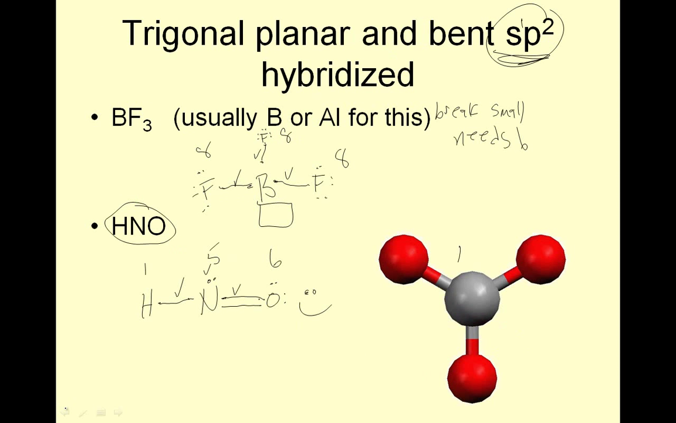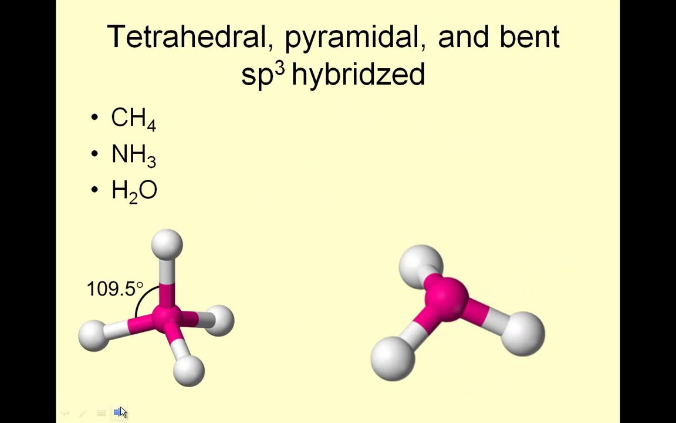And this is the shape that it is. This has a 120 degree bond angle. Yes, you need to know your bond angles. These are all 120. Tetrahedral, pyramidal, and bent are SP3 hybridized as well. CH4. Carbon.